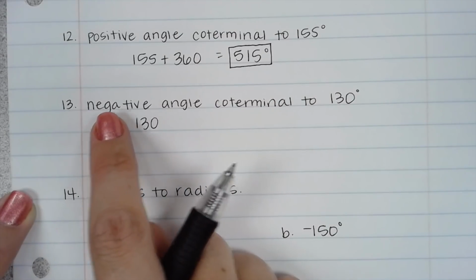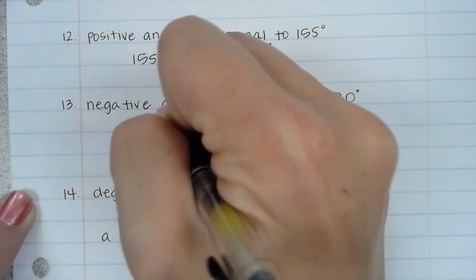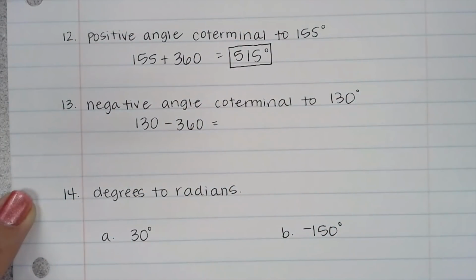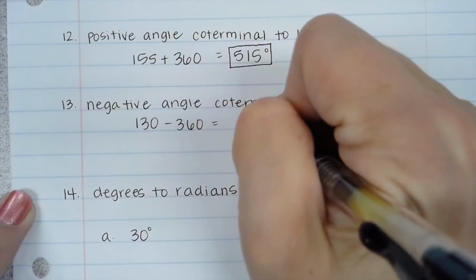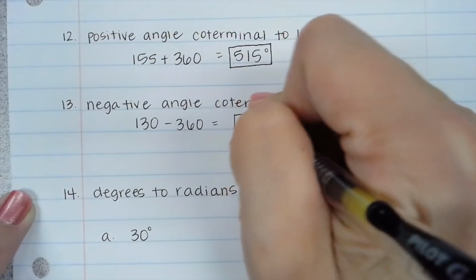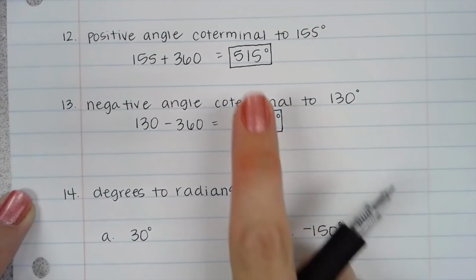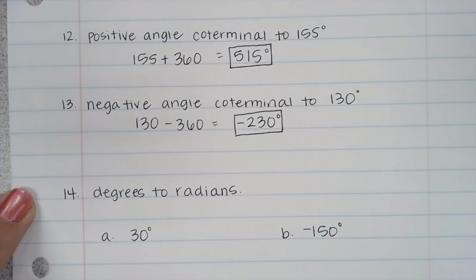To figure out the first negative angle that's coterminal to 130 degrees, I'm not going to add 360. I'm going to subtract 360. Doing so for this one gives me negative 230 degrees. So that would be the first angle going the other way, or the negative way, that would stop in the same place as this angle stopped here.